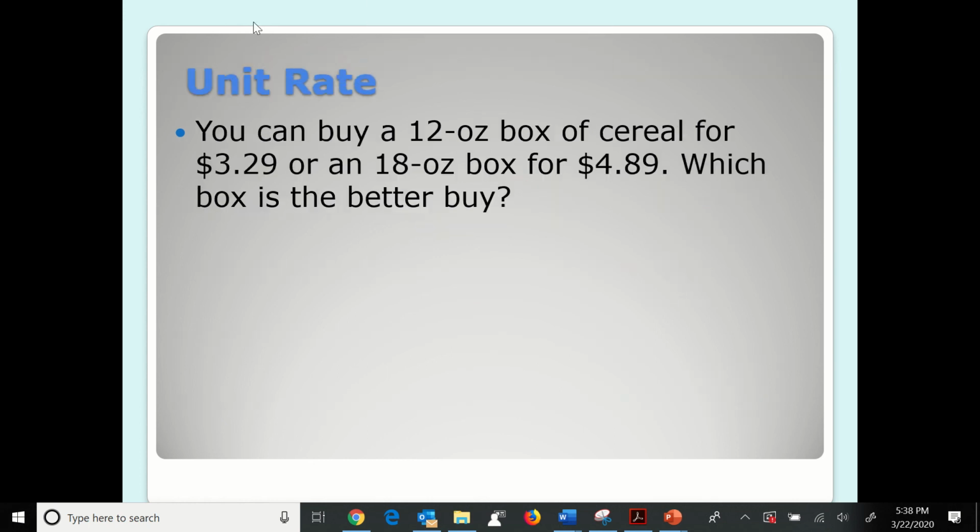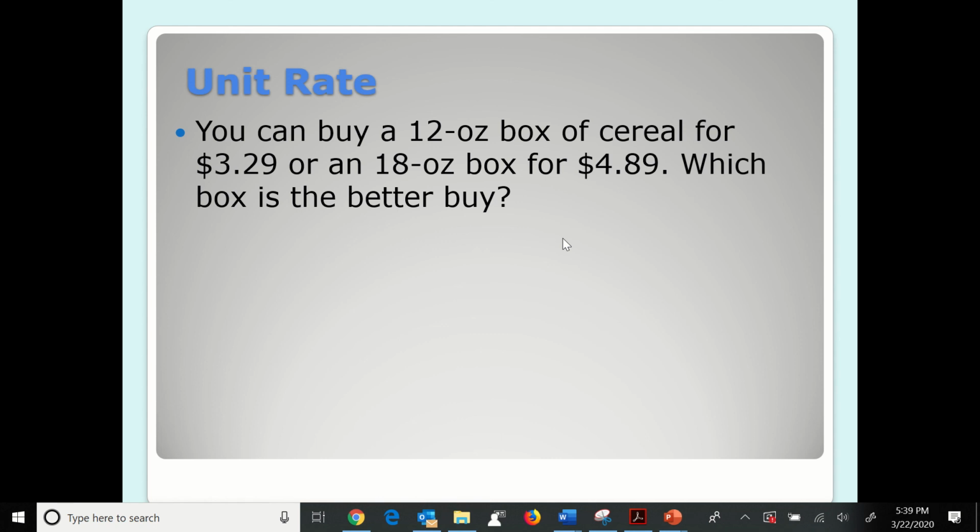So unit rate is really handy when it comes to comparing prices. Kroger, as I said, already does this. They put this information on their price tags at the store, so you can compare different sizes, like smaller sizes to bigger sizes, and look for the cheaper unit rate. So the lower the unit rate, the cheaper the item is per ounce, which means you're getting a better deal, right?